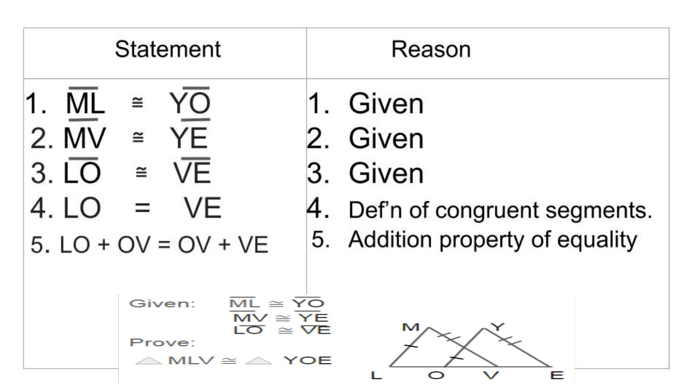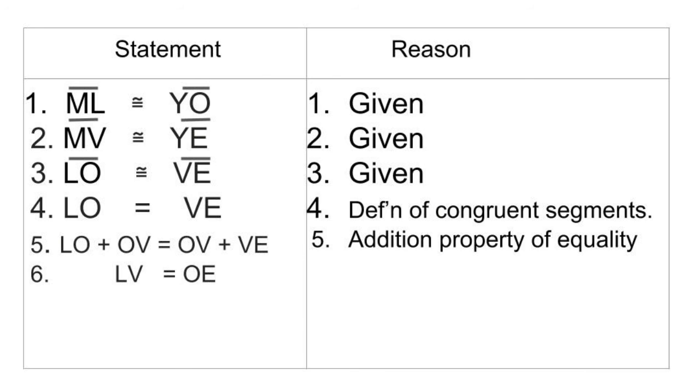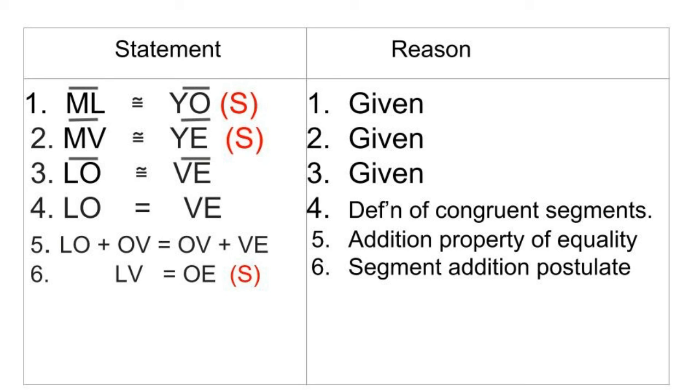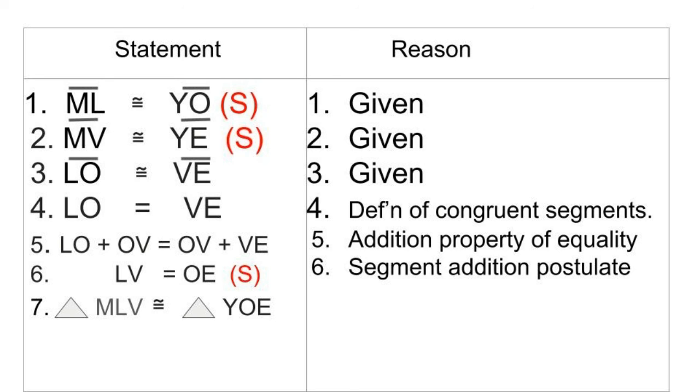Looking at the figure and the statement in number 5, LO plus OV is equal to LV, and OV plus VE is equal to OE. That is segment addition postulate. Now we have three corresponding sides congruent. Therefore, triangle MLV is congruent to triangle YOE. The reason is SSS postulate. That's all for now.